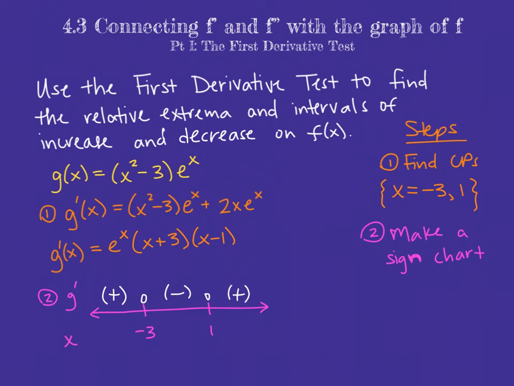So our sign chart is telling us where our derivative is positive or negative, which tells us where our relative extrema are, as well as where there's increasing and decreasing. We can make the following conclusions. Because our first derivative changes sign at negative 3, negative 3 is a place where a relative extreme occurs. Because the first derivative goes from positive to negative, that means we have a relative maximum at x equals negative 3.